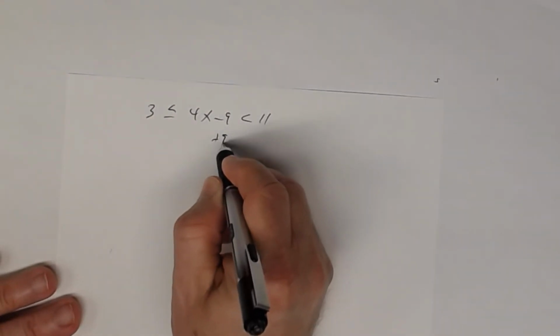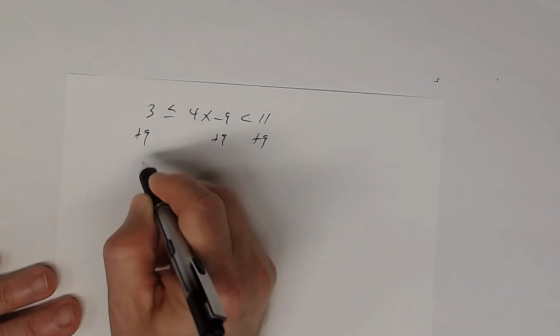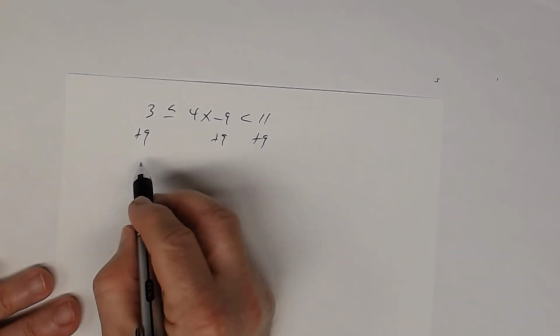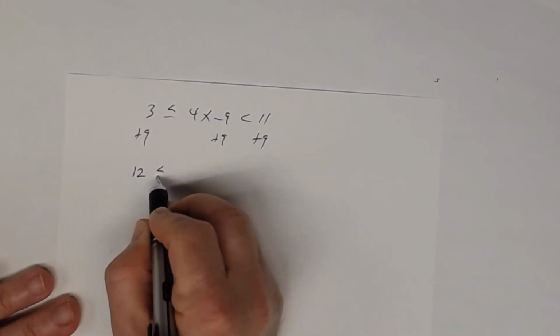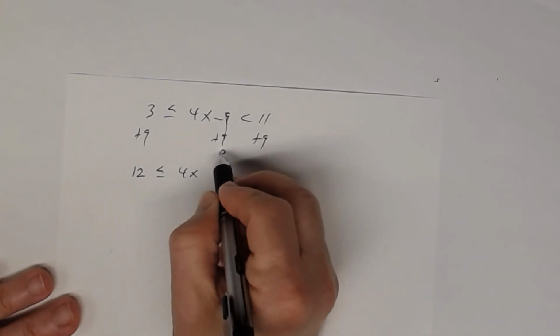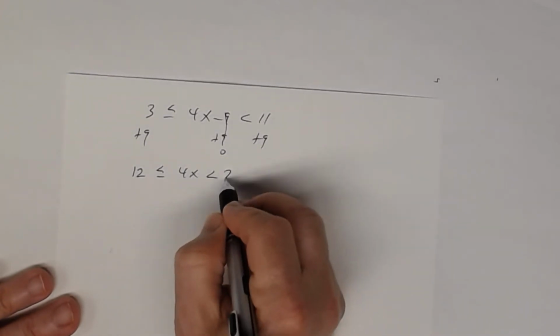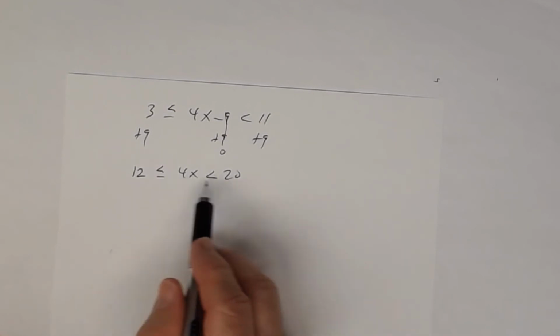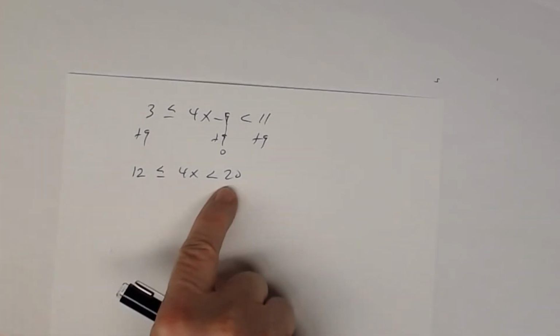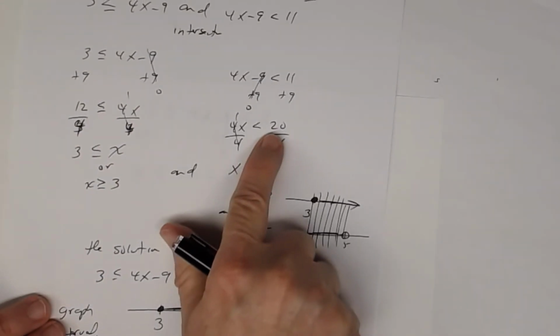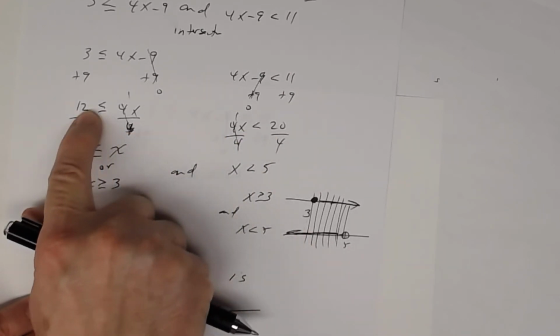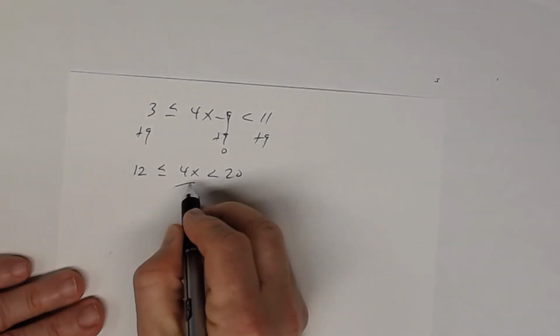So let's go ahead and add 9 to all parts. 3 plus 9 is 12, is less than or equal to 4x, minus 9 plus 9 is 0, is less than 11 plus 9 is 20. Now you see that 12 and that 20? There's the 20, and there's 12 right here. 12, 20. All right, dividing both sides by 4.